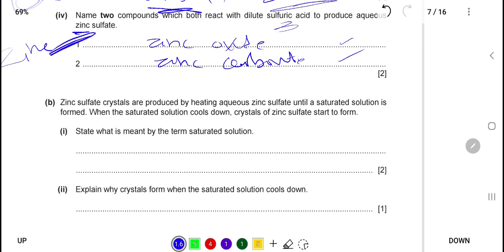Now part B, state what is meant by the term saturated solution. You need to know that it means the solution will no longer allow any solute to dissolve in it. For example, if there was a solution which is saturated and we added more of a substance, it will no longer dissolve, it's just going to stay there. The solute is what we add to dissolve, so the solute will no longer dissolve, so the solution is saturated.